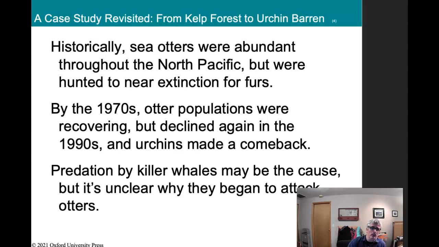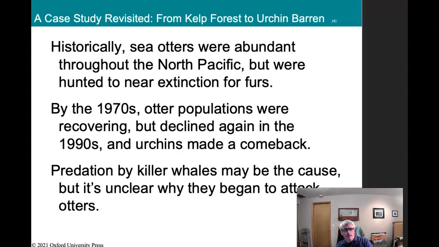So historically, sea otters were abundant throughout the North Pacific, but they were hunted to near extinction due to furs. And so otters ranged from Baja all the way up through Alaska. There's that remnant population off Big Sur that's expanded through Santa Cruz and down to the Channel Islands in California. And then there's the Alaskan population that's been growing, and a few remnant populations in BC that have been growing. By the 70s, otter populations were recovering, but declined again in the 90s, and urchins made a comeback.